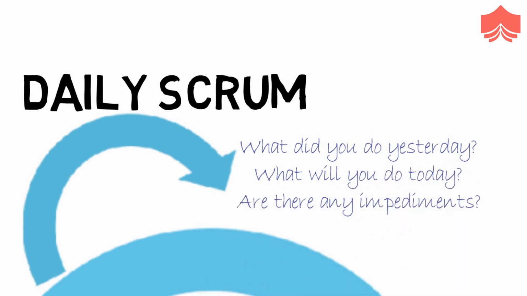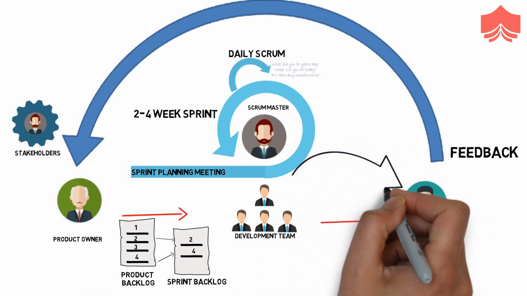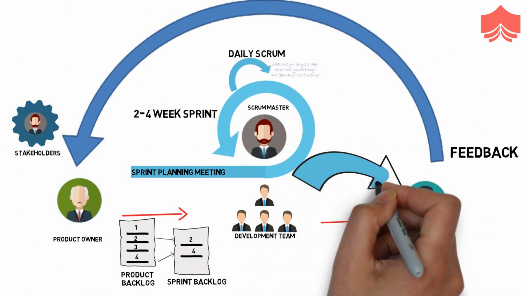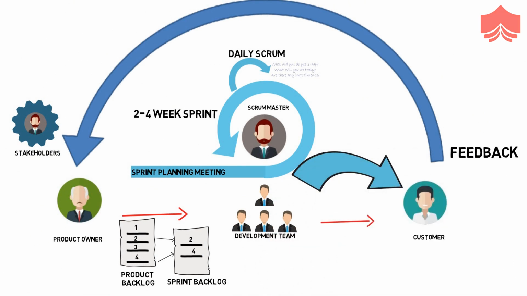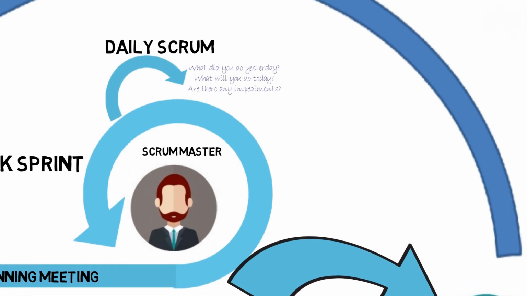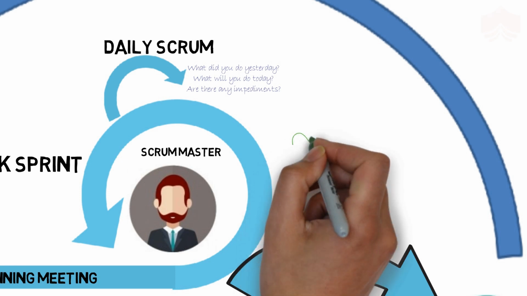The outcome of the sprint is a potentially shippable product. It is called potentially shippable because now it depends on the product owner whether he wants to ship the product or whether he wants some more features to be added in the product.